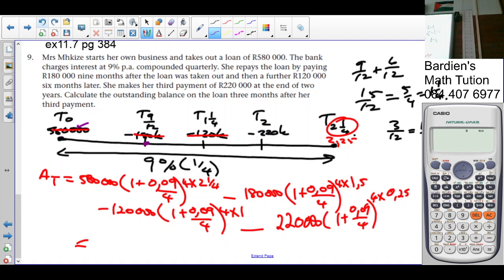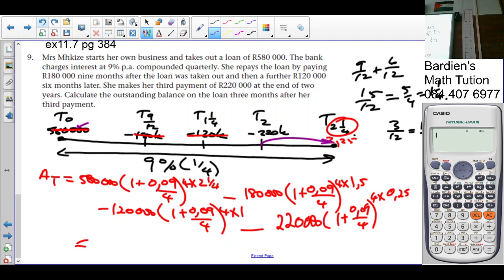Then we're going to consider 180,000 rand to the end. So it's 180,000 into 1 plus 0.09 over 4, since it's compounded quarterly, to the 4 times 1.5 years. From 9 over 12 to 2.25, it is 1.5 years. And then 120,000 to the end. That's going to be for 2 years. No, for 1 year, sorry. And then your 220,000 rand to the end is going to be for a quarter of a year.